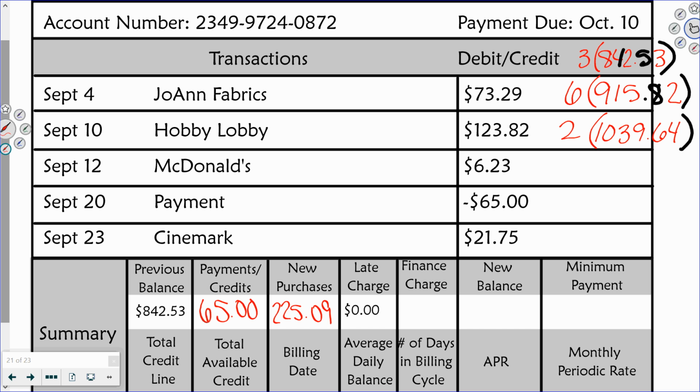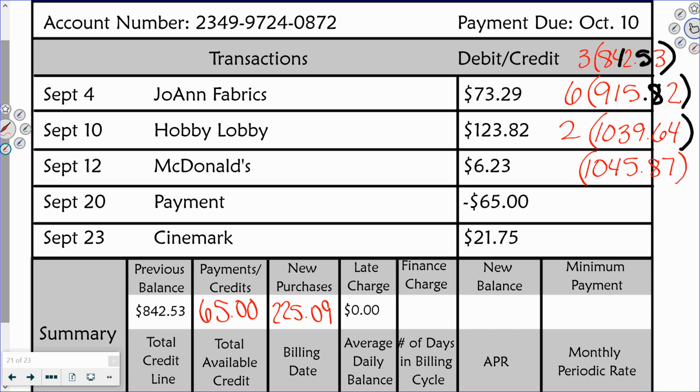So then on the 12th, what do I do with that? I'm going to add that on. So I'm going to add 6.23. So now I owe 1,045.87. Then the question again is, how many days did it sit there? It would be 8 days. So the 12th, 13th, 14th, 15th, 16th, 17th, 18th, 19th.